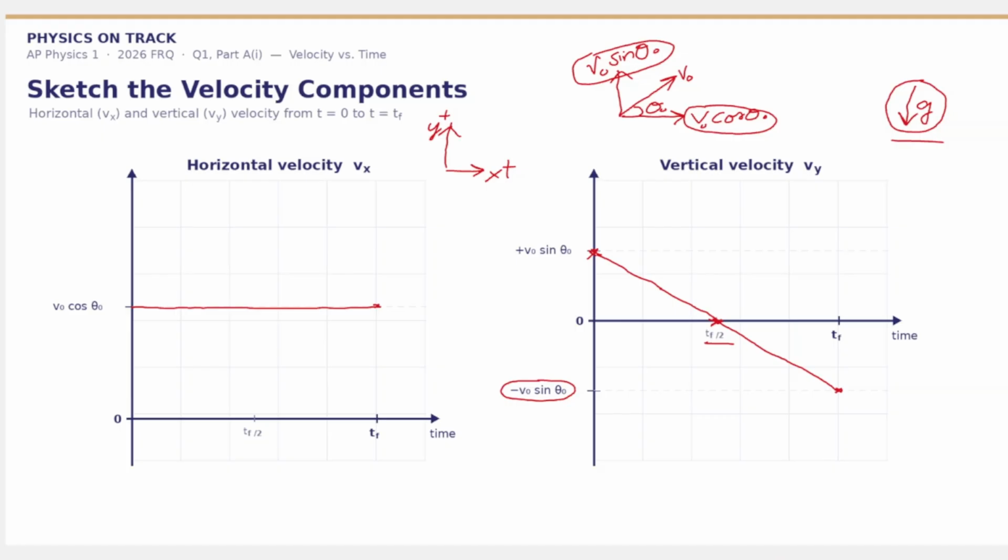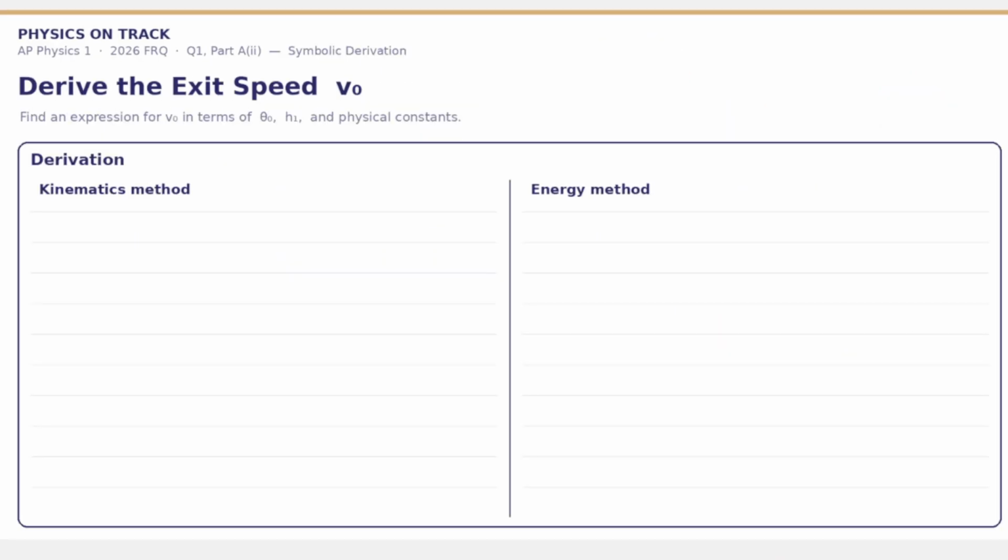And then at the end, at TF, the droplet is reaching the same height as the launch point. So that means the velocity should be the same in the vertical direction, but in the negative direction, in the opposite direction. Now let's move on to part A2, where we have to derive an expression for the speed V0.